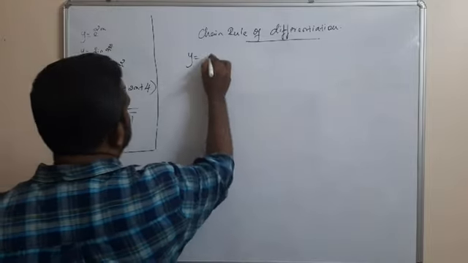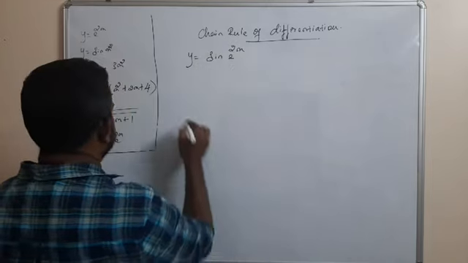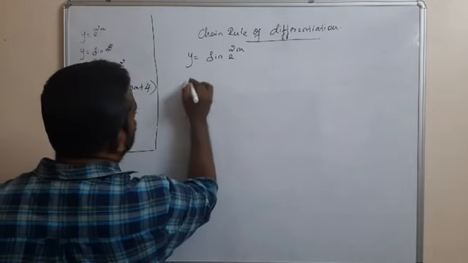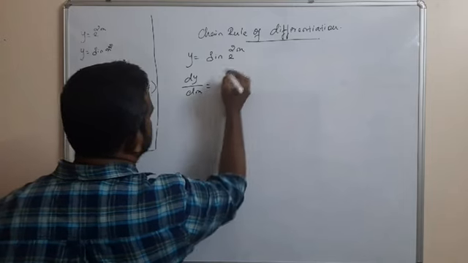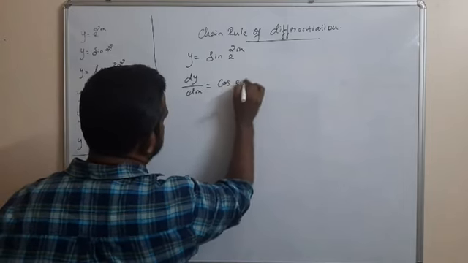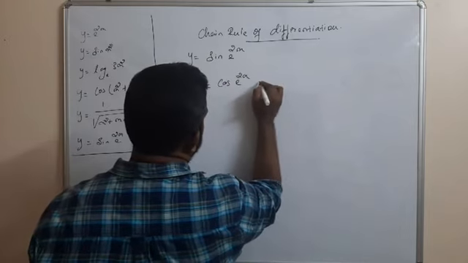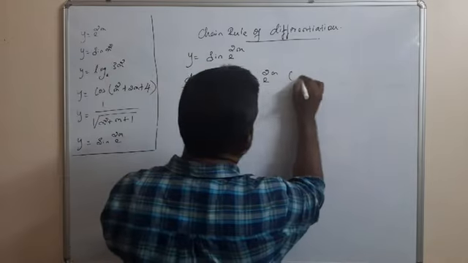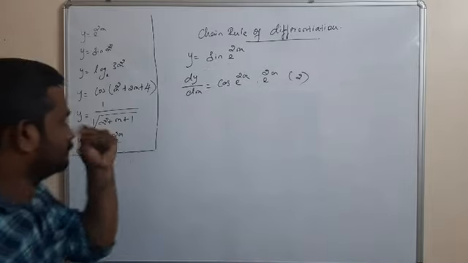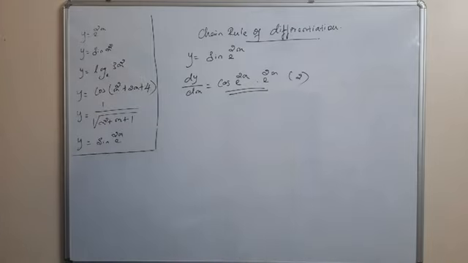y is equal to sin e power 2x. dy by dx equal to cos e power 2x. Then differentiate e power 2x, so that is e power 2x. Then 2x differentiation, that is 2. That is the differentiation. Clear?